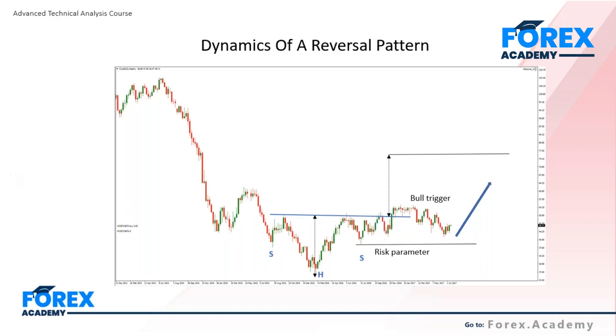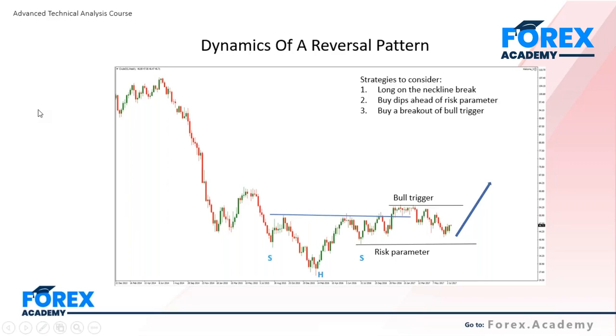Because our view now is bullish, we have three options that we could consider from a trading perspective. We could either have gone long once the neckline was broken, or we could look to buy dips. The third strategy means that we could also consider buying a breakout of the bull trigger. Two very important terms to observe here are the risk parameter and the bull trigger.